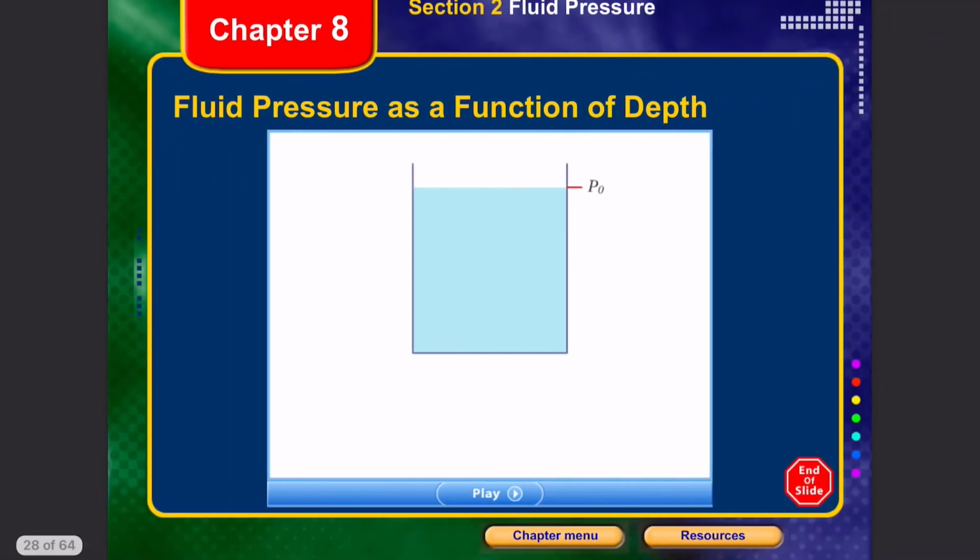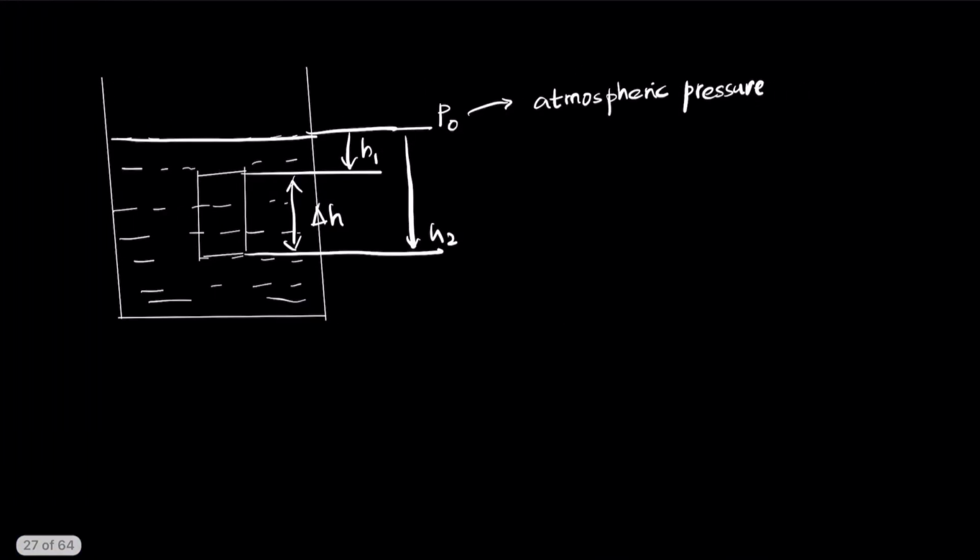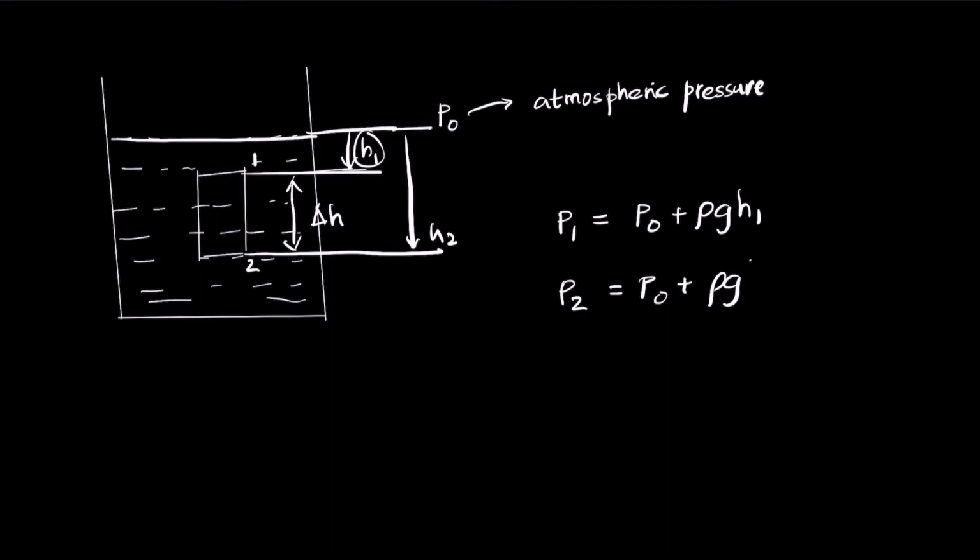So what happens when you start going towards the depth? As you go more and more, the change in pressure is defined as rho g times h. Let's consider the point at the depth of h1, point 1. At that point, the pressure P1 is going to be P naught plus rho g h1. Next, let's consider point 2, which is going to be P naught plus rho g h2.